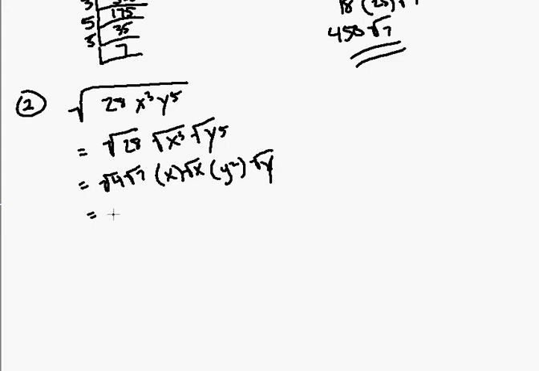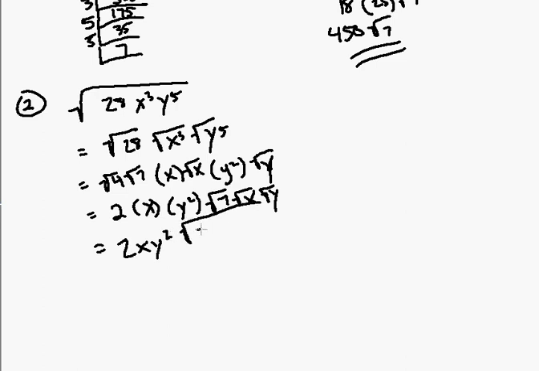Okay, so here I've got 2x, y squared, square root of 7, square root of x, square root of y. So final answer would be 2xy squared, square root 7xy. That would be my answer for number 2.